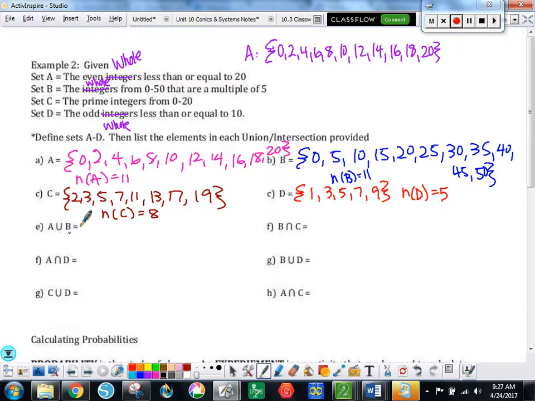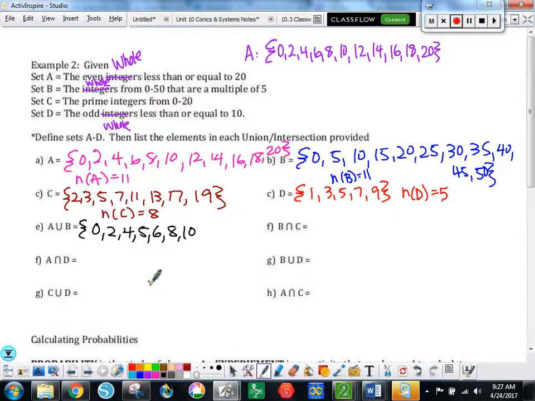So the union of A or B is, I look at A, 0, 2, 4, and I have to list all of the numbers in A. But then I also have to list the numbers in B that aren't in A. So in A, I've got 0, 2, 4, and then I notice that 5 is in B, right? So let's throw that 5 in from the B group. Or you can just list them. And then 6, 8, now 10 is in both groups.